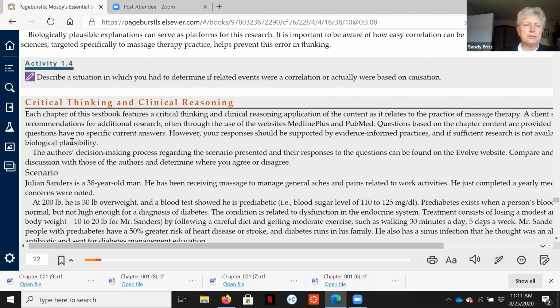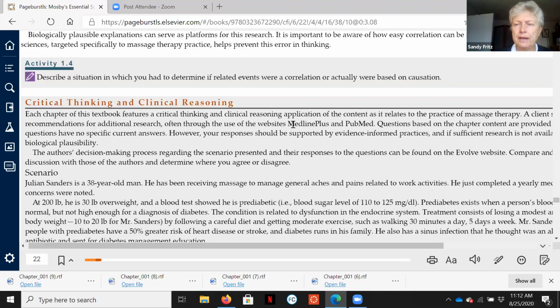Each chapter in the textbook features a critical thinking, clinical reasoning application of the content as it relates to the practice of massage therapy. Recommendations for additional research, questions, that sort of thing are provided. It's important to get familiar with the 2 websites, MEDLINE Plus, which is your information base, and PubMed, which is a research platform.